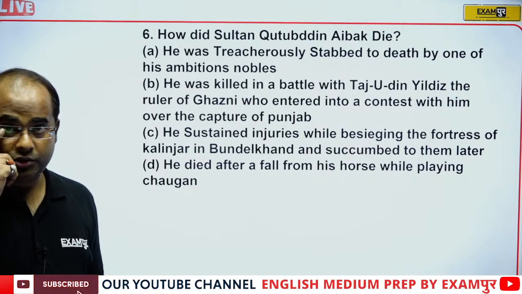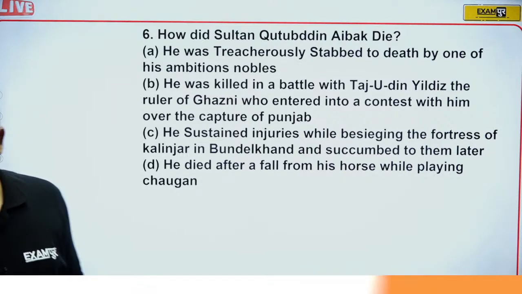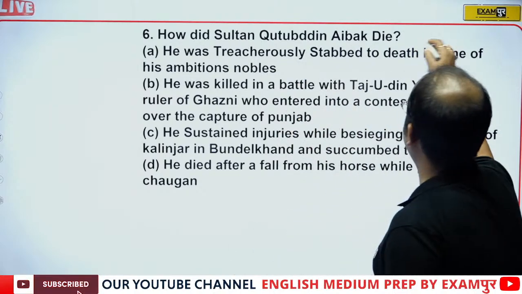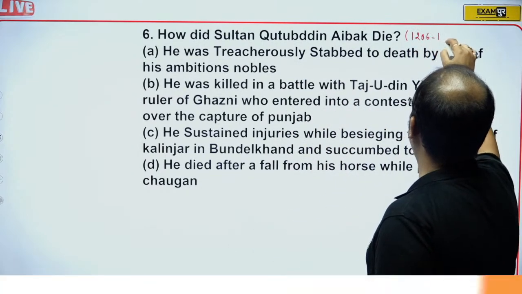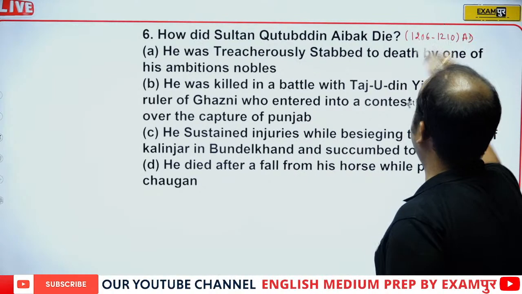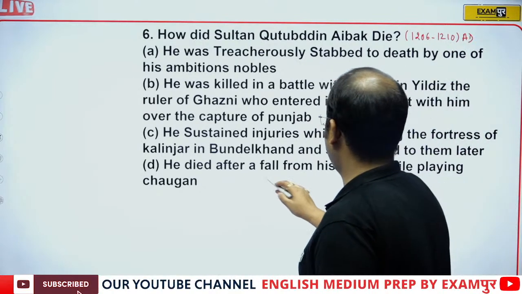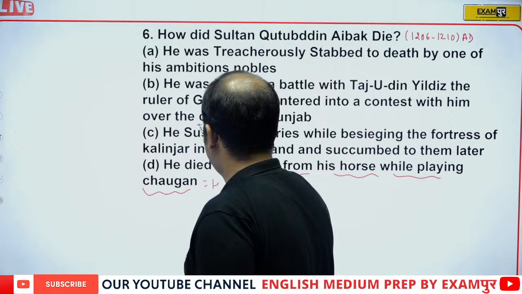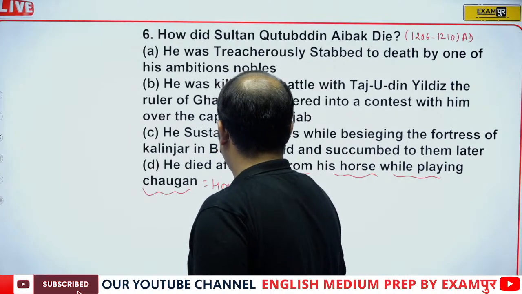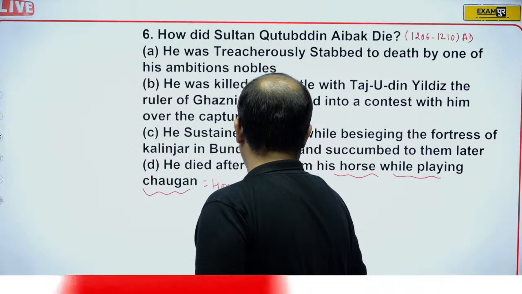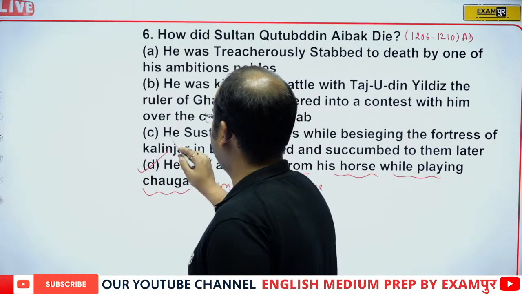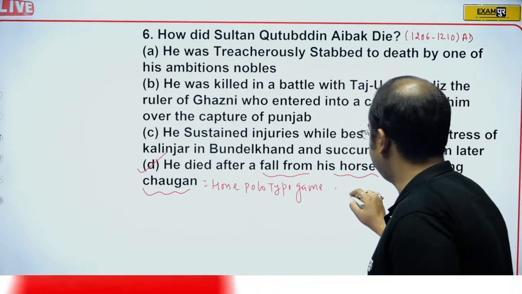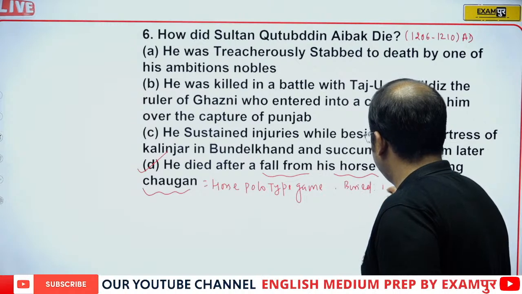If I talk about, guys, the death of Sultan Qutbuddin Aibak, he died in 1210, sorry, he ruled from 1206 to 1210. So that is the brief period of ruling. He died after falling from his horse while playing Chogan. Chogan is a horse polo type game. He fell from the horse, due to which he died in 1210.